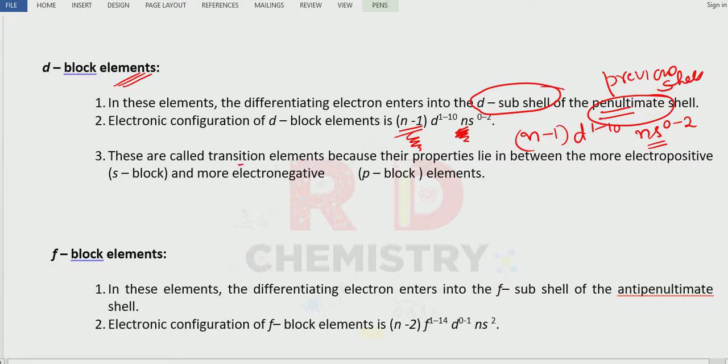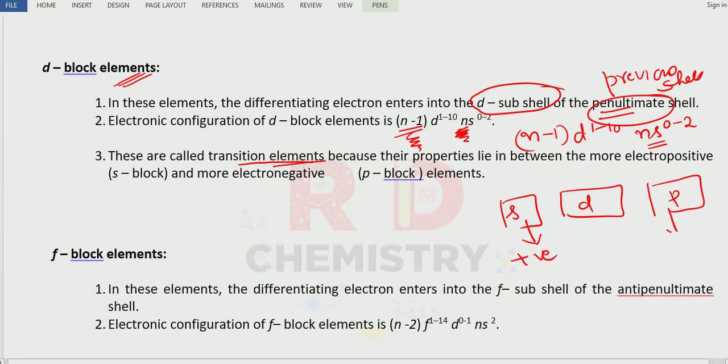Now these D block elements are also called the transition elements because the D block is in between the S block and the P block. S block elements are more electropositive and P block elements are electronegative. Therefore, in between, the property is gradually decreasing from positive character to electronegative character. Clear? Right?